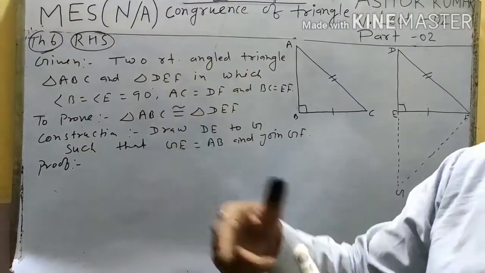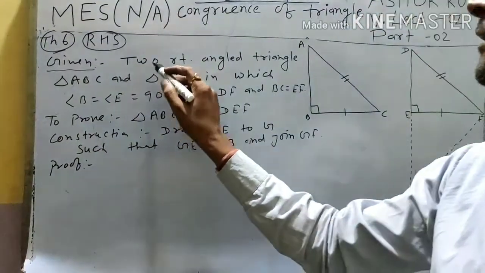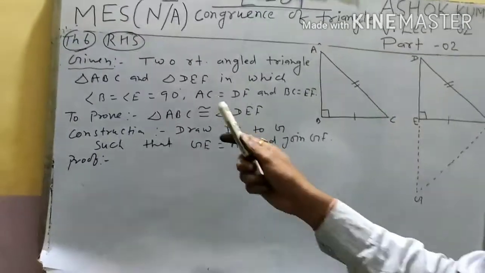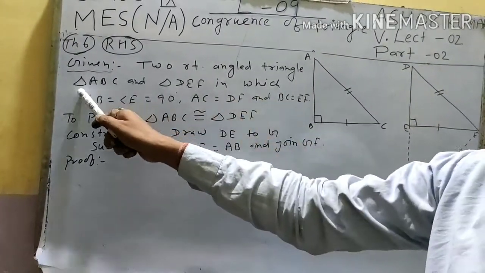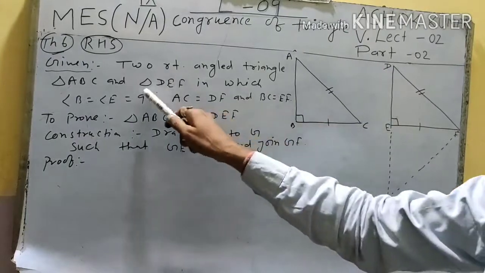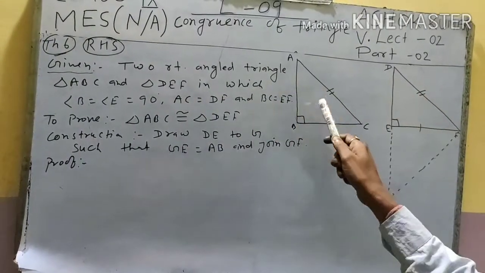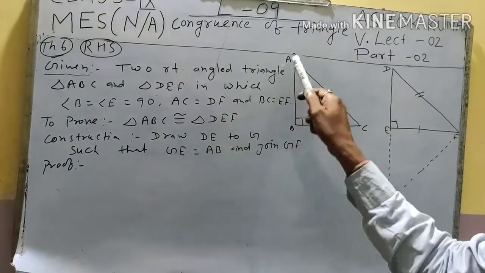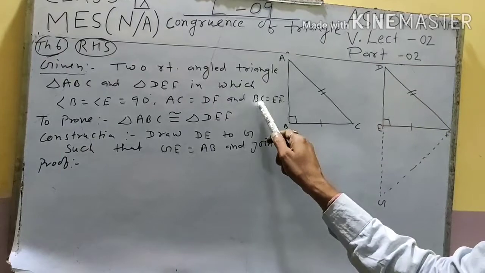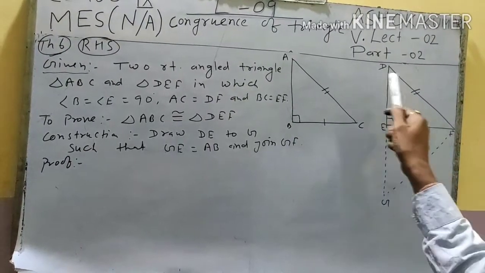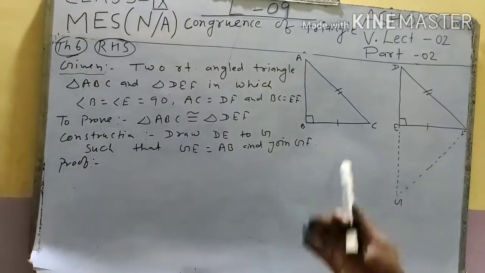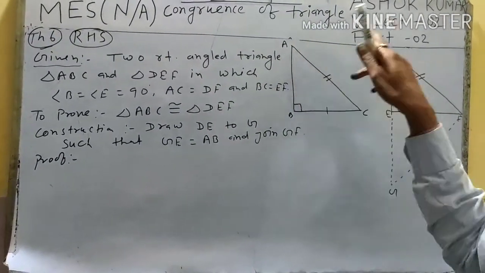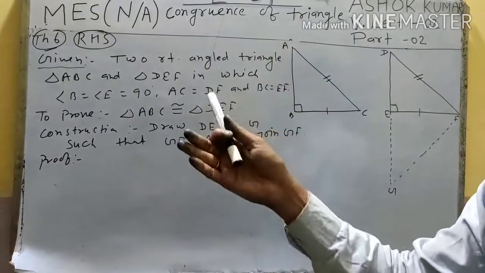I will explain one by one. First is the given information. Two right angle triangles, triangle ABC and triangle DEF, in which angle B and angle E are equal to 90 degrees, AC is equal to DF, and BC, this side, is equal to this side. This is the concept of RHS. Now I will prove this triangle is congruent to this triangle by another way, other than RHS.